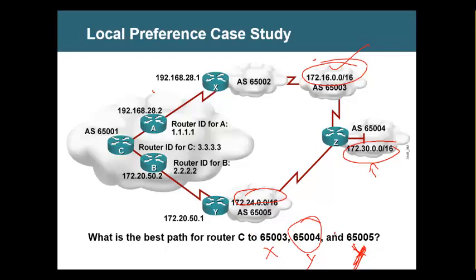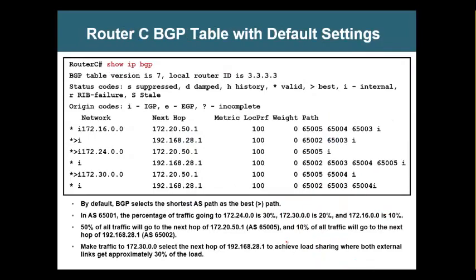So we can see here traffic to 172.24.0.0/16 and 172.30.0.0/16 going via Y. And only the traffic that is going to 172.16.0.0 is going via X. Now, with this understanding, let's jump into this page. Listen here.